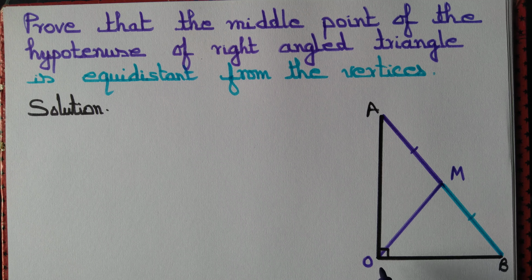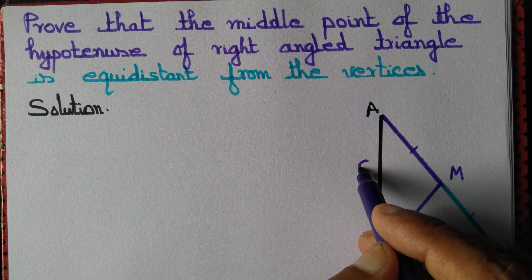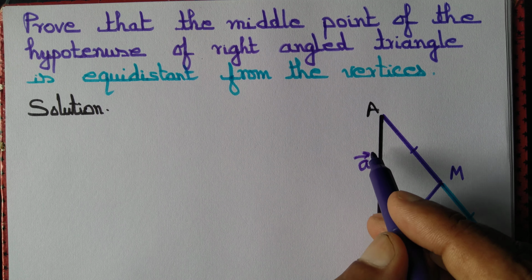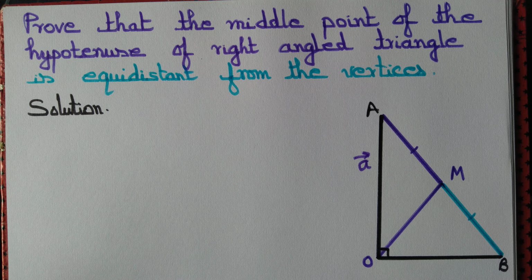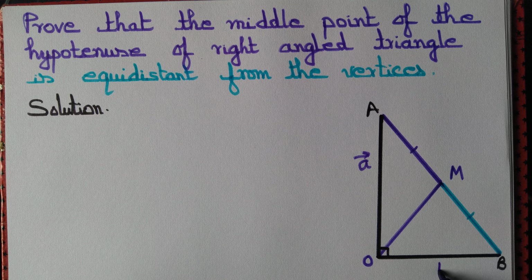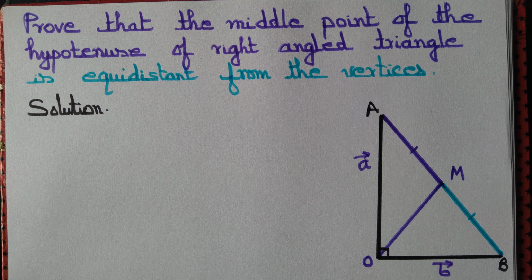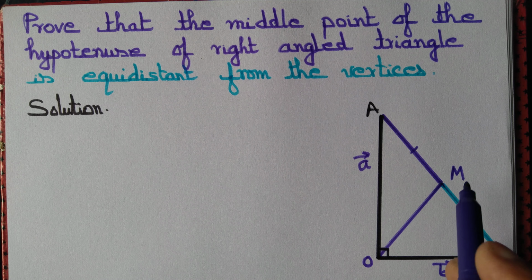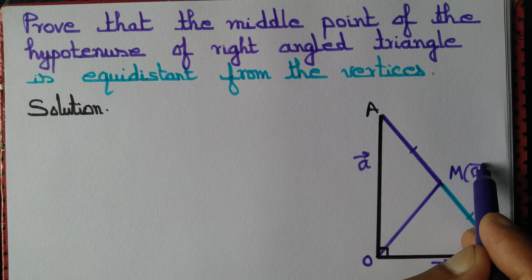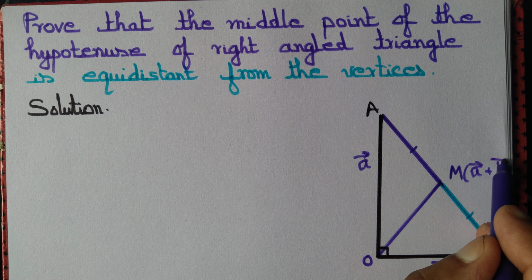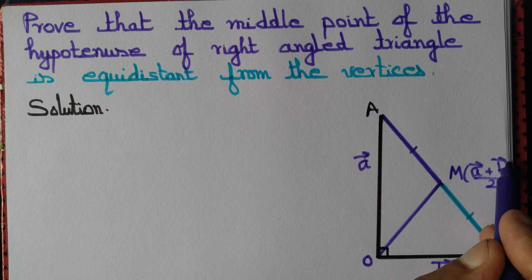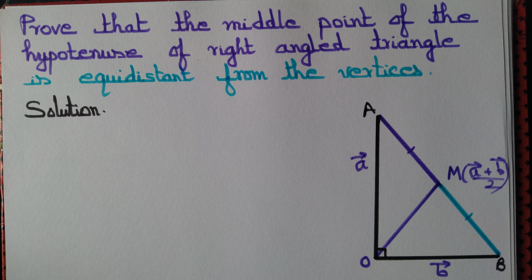Observe that OA can be written simply as the A vector, where the A vector is the position vector of A, and the B vector is the position vector of the point B. Then OM must be equal to (A plus B) by 2, by the midpoint formula.